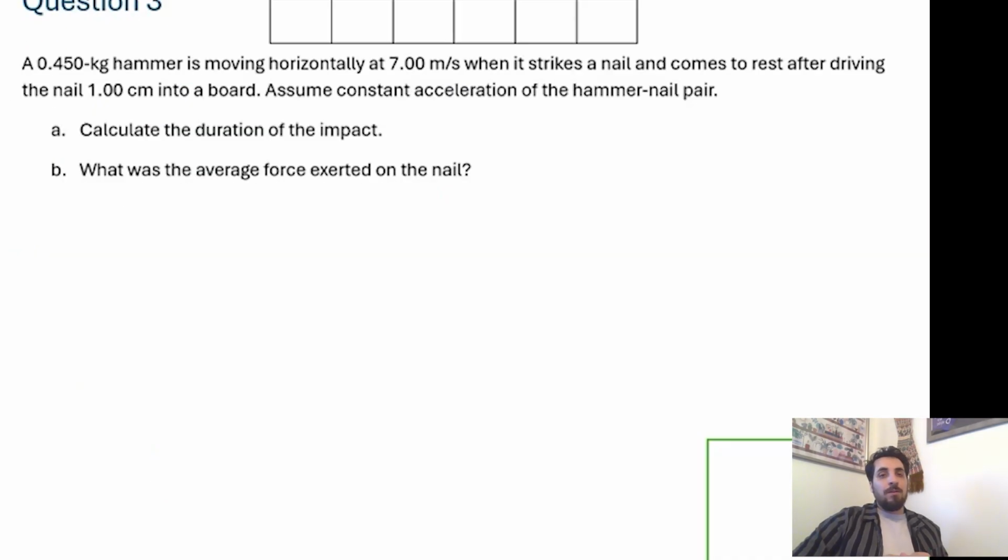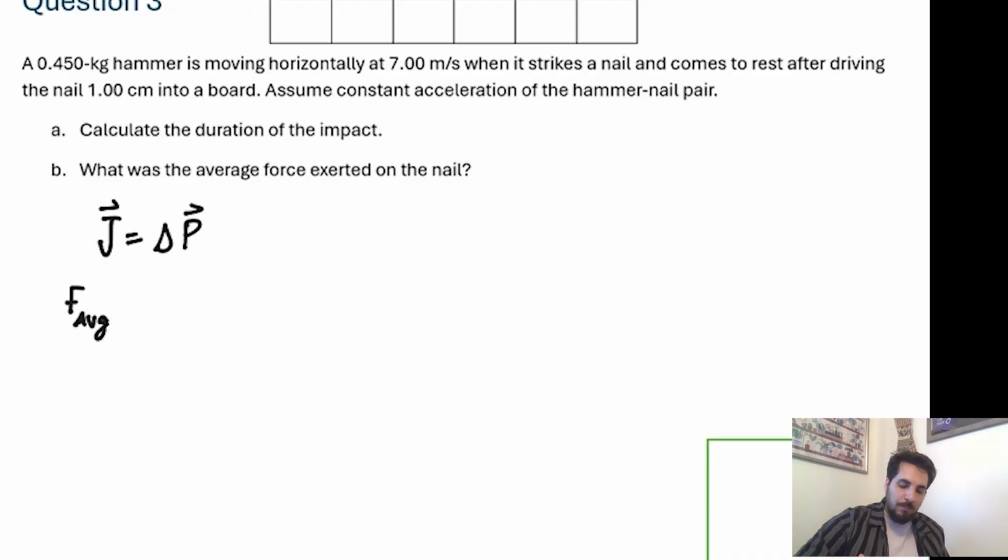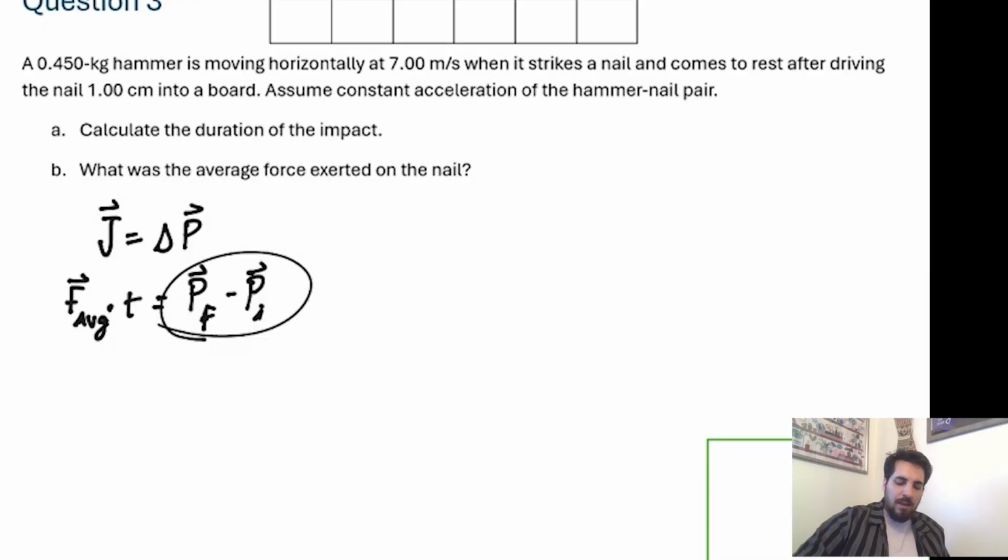All right, we move on to the third problem. The third problem is all about the idea of impulse and momentum, and specifically utilizing the idea that impulse is equal to the change in momentum, delta P. Well, impulse can be found as the average force multiplied by the time that that force is being applied for. And of course, delta P is going to be your final momentum minus your initial momentum. So you find your change in momentum, and if you know your time, then you can find the average force.